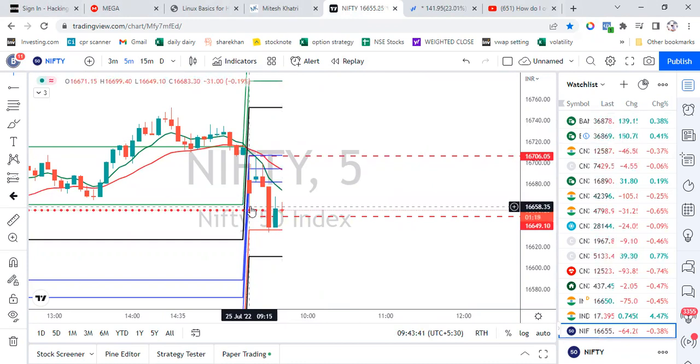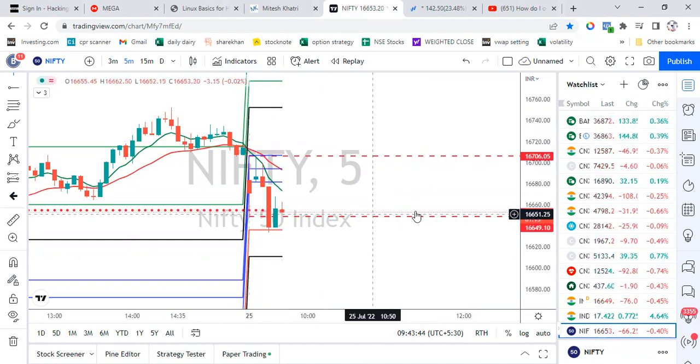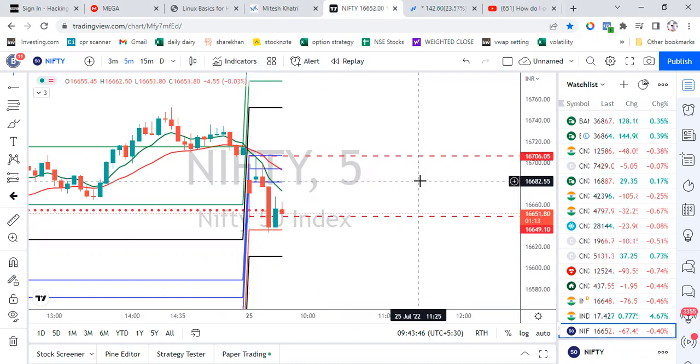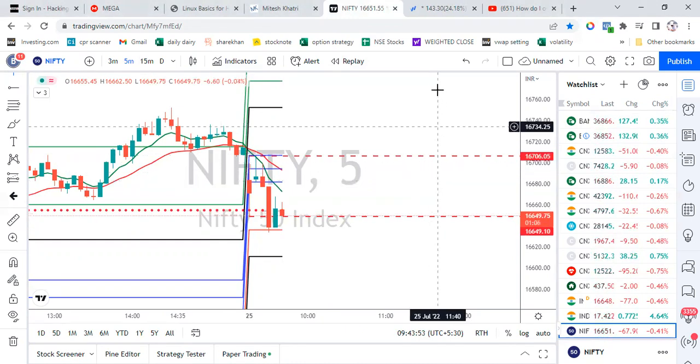Nifty opened at 16,671 and Nifty is trading well below the 21 exponential moving average. So at this point of time, I would like to initiate a trade.